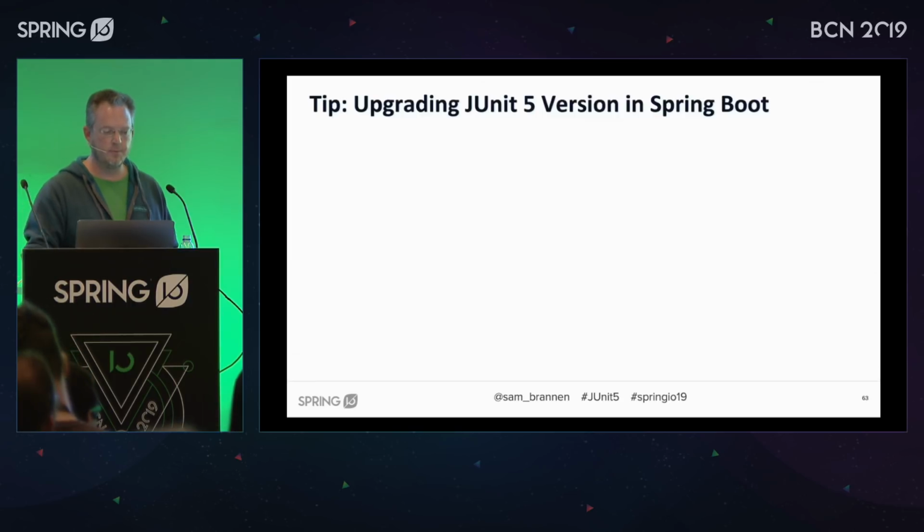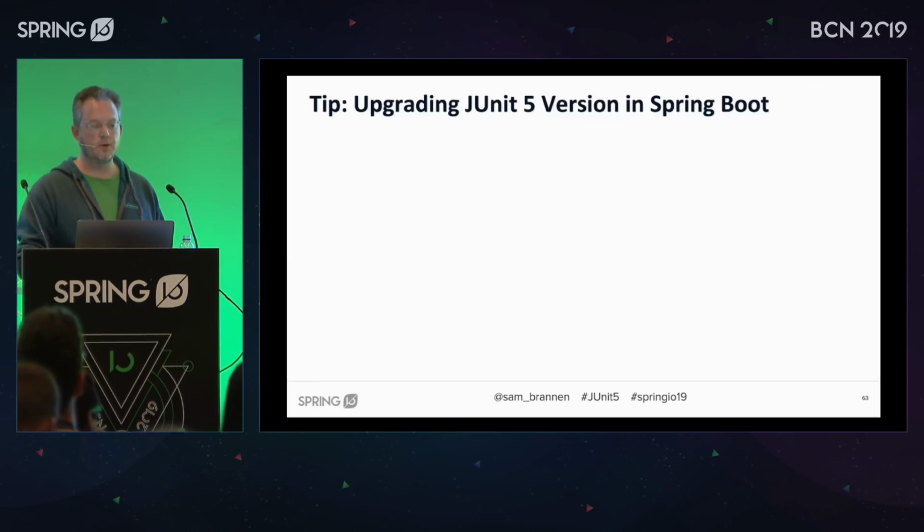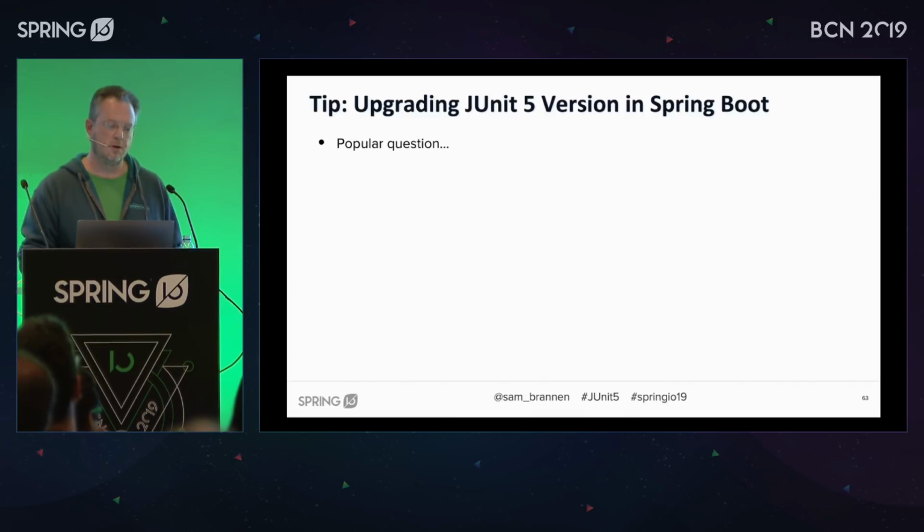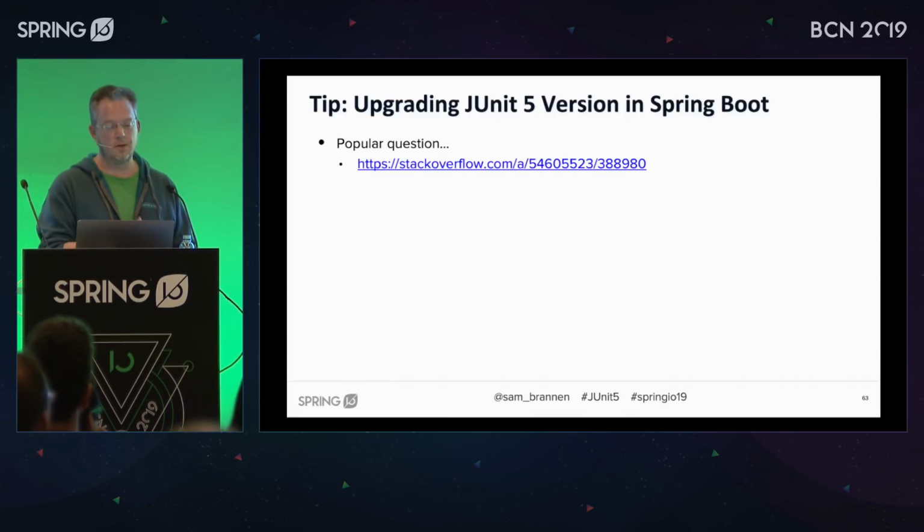One thing that people have run into rather frequently in recent months, people on various versions of Spring Boot who wanted to upgrade to the latest and greatest version of JUnit 5. There was a later version than the one that Spring Boot managed for them, and they couldn't figure out how to do it. So it's been a very popular question in various forums, for example in this Stack Overflow question that I answered, and the answer is pretty simple: read the documentation for Spring Boot.